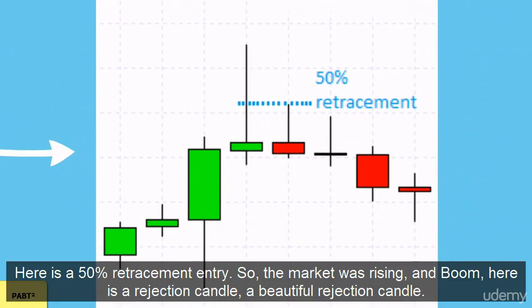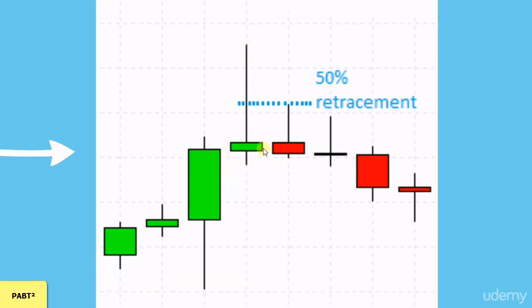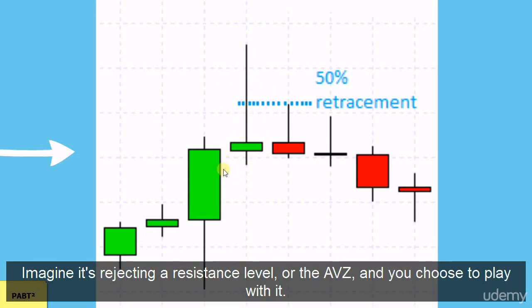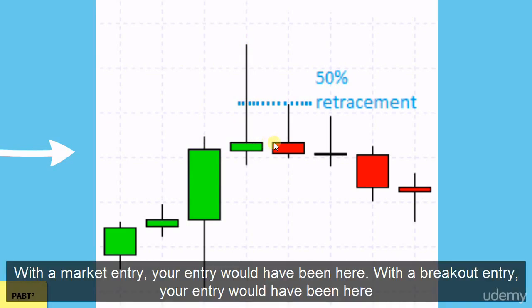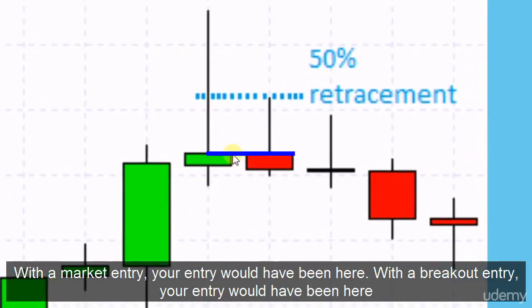So here is a 50% retracement entry. So the market was rising and boom, here is a rejection candle, a beautiful rejection candle. So imagine it's rejecting a resistance level, for example, and you choose to play with it. Okay, so with the market entry, your entry level would have been here. Okay, with a breakout entry, your entry level would have been here.